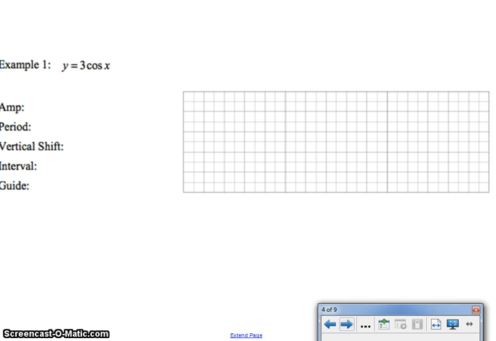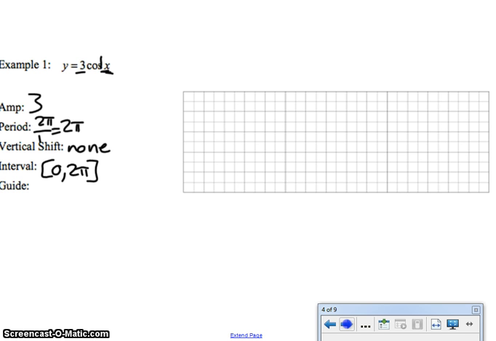The only thing that's different from the basic cosine curve is this 3 out in front. So that means my amp is going to be 3. All right, my period is 2 pi over B. Here my B is whatever the x is being multiplied by. So think about this as being 1x. So 2 pi over 1 is still just 2 pi. Since there's nothing being added or subtracted, there's no vertical shift. Since it's just an x here, my interval is still just 0 to 2 pi.